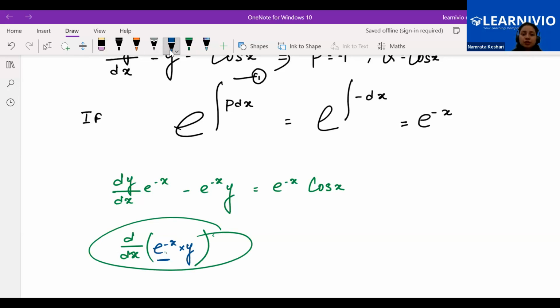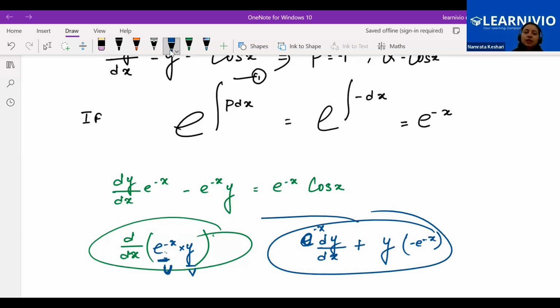If you apply the uv rule, suppose e to the power minus x is u and y is v. Then u is e to the power minus x times dy/dx, plus v times the derivative of u, and the derivative of e to the power minus x will be minus e to the power minus x. Can you see this? This is what we are having over here.